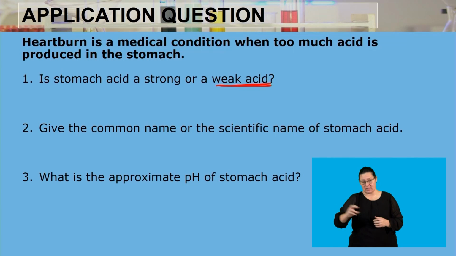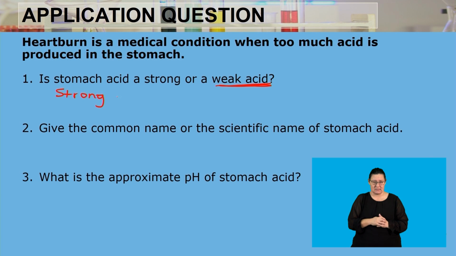Because if it's a weak acid, it won't be able to digest and break down the food that we eat, because we eat different kinds of food and a lot of it every day. So therefore, that is going to be a strong acid. So we have an extremely strong acid in our stomach. That's why we can have the heartburn, where we feel something burning on our throat going up.